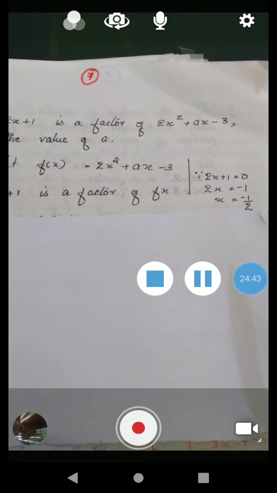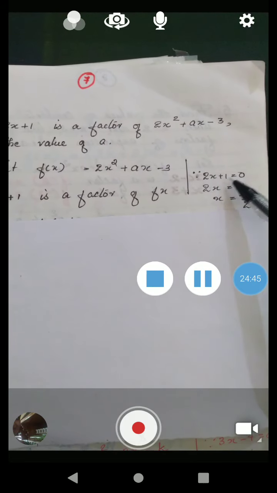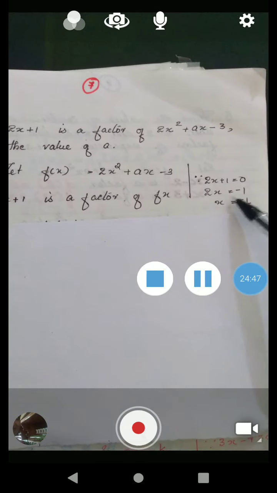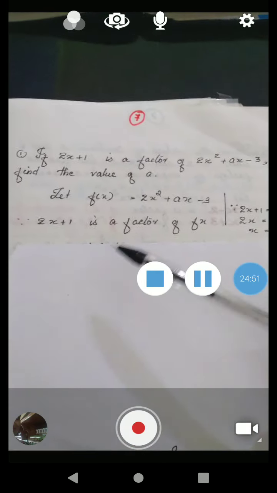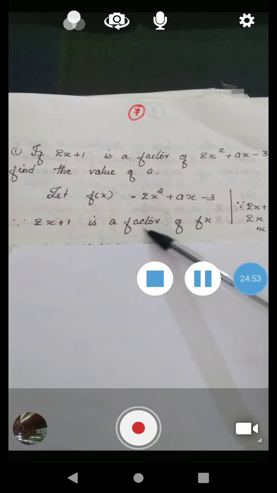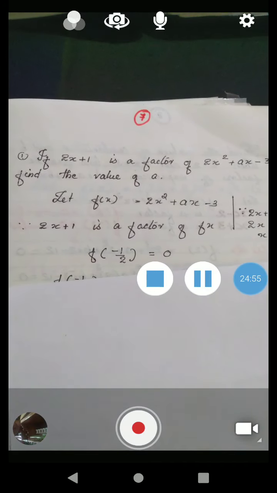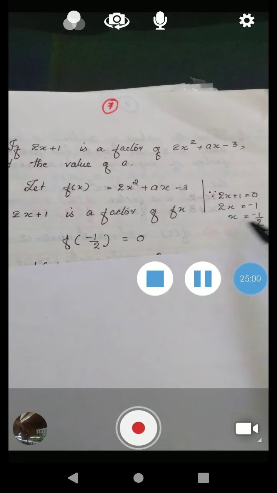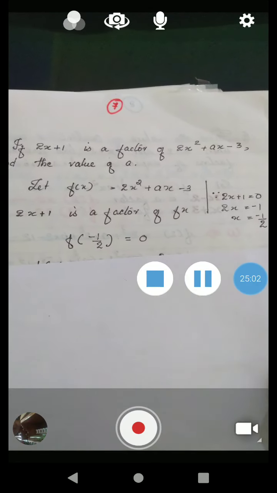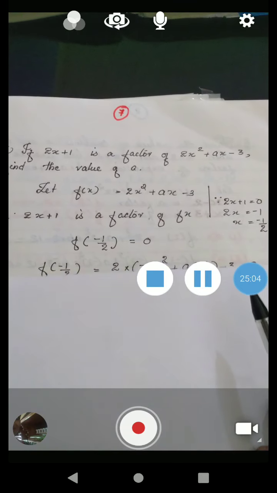Therefore, 2x plus 1 is equal to 0. Since 2x plus 1 is equal to 0, 2x is equal to minus 1, x is equal to minus 1 by 2. Since 2x plus 1 is a factor of f(x), f of minus 1 by 2 is equal to 0. Now we can see what is f of minus 1 by 2.